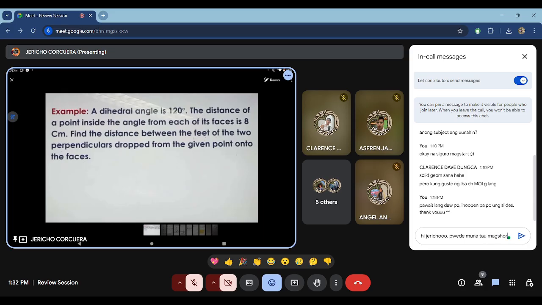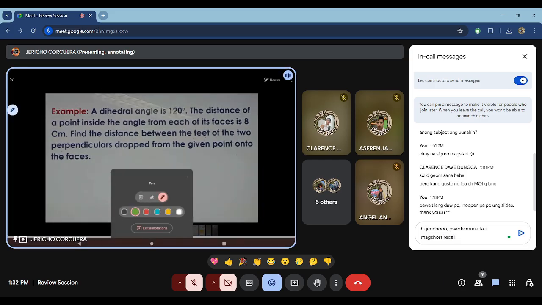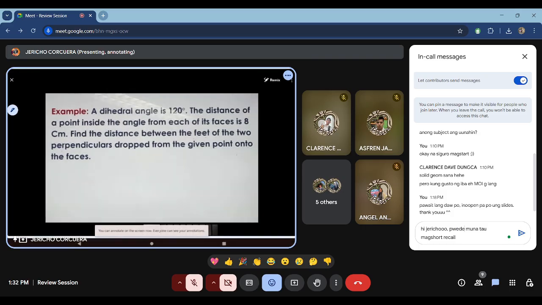So, magdodraw tayo ng figure dito. Ayan, so, ganito. And then dihedral angle na given. So, we are going to draw a 3D figure like this. Since dihedral angle siya, mag-draw tayo ng dalawang figure. Ayan.